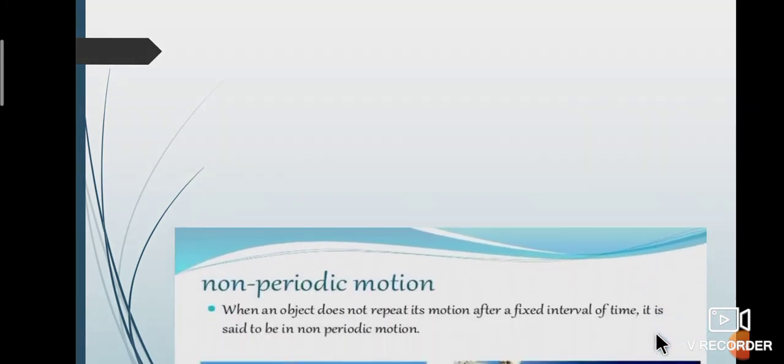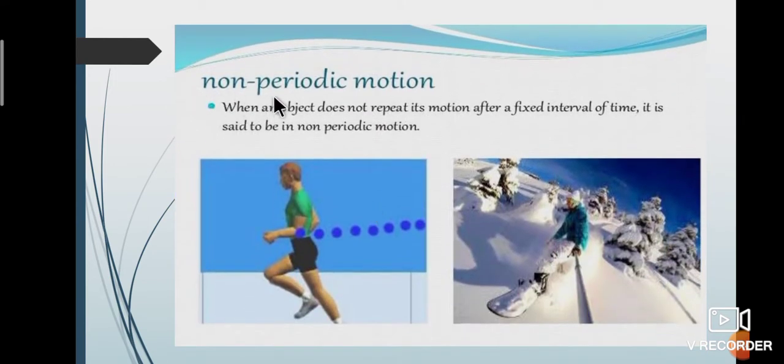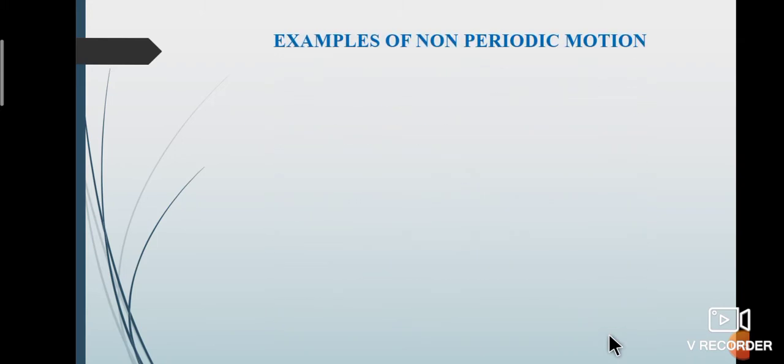Then, what is non-periodic motion? When an object does not repeat its motion after a fixed interval of time, it is said to be in non-periodic motion. Example: jogging and ice skating. Okay, let us see some more examples of non-periodic motion.